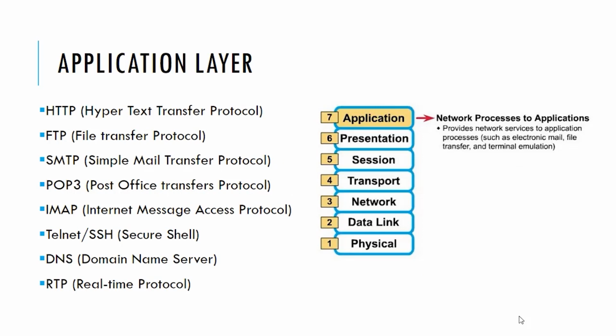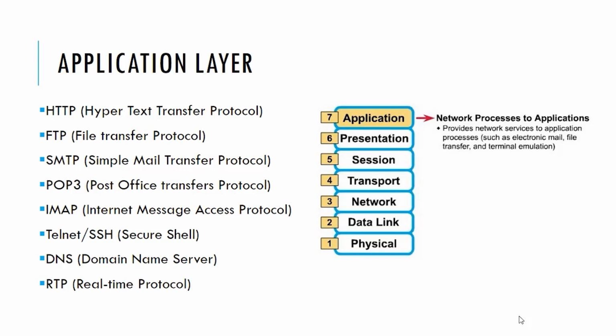Example protocols that work at the application layer are the following: HTTP, Hypertext Transfer Protocol. This is for web services. FTP, File Transfer Protocol. This is for transferring files between sources and destinations over the net. SMTP, the Simple Mail Transfer Protocol. This is for the mail exchange over the internet.